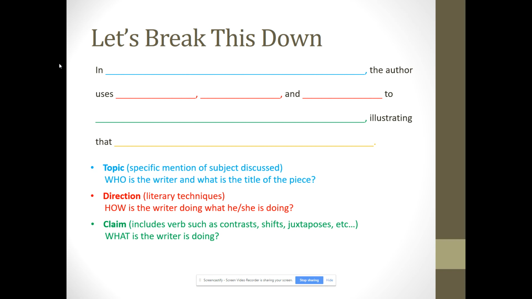In the green blank, you will write your claim. Your claim will be a specific verb, such as contrasts, shifts, juxtaposes, etc. While the red blanks list the techniques the author is using, the green blank explains what those techniques are accomplishing or what the writer is doing. Finally, the last blank is the universal idea. This is where you will write the theme of the piece. The writer uses techniques to accomplish a purpose. But why? What is the author trying to teach us?